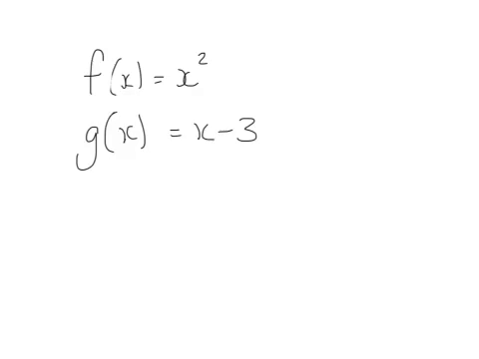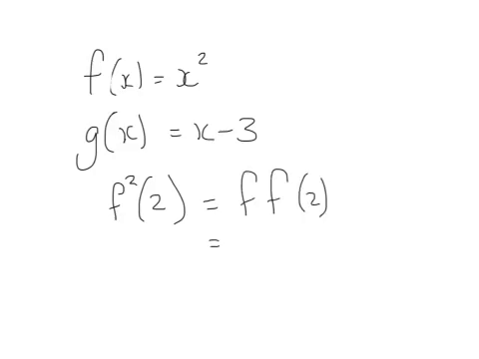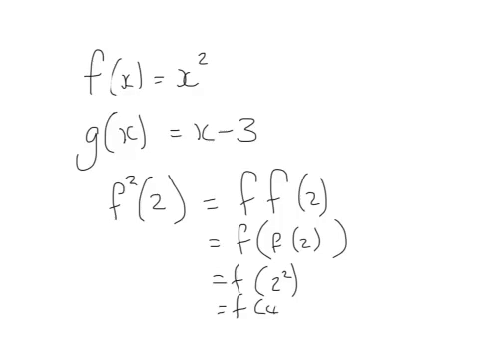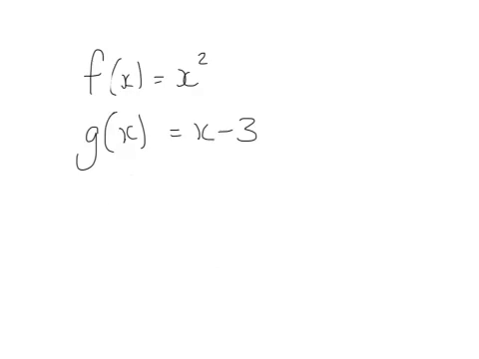Let's do another one. What about this one? f squared of 2. That means f of f of 2. Or if we're using the bracket notation to help us get used to it, f of f of 2. So what's f of 2? That means 2 squared, that's 4. And then f of 4, that means put 4 back in, and then you get 16. So with numbers, it's really easy. You just put one in, and then whatever you get out, you put into the other one. So it creates a chain.